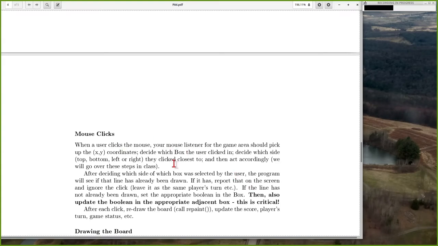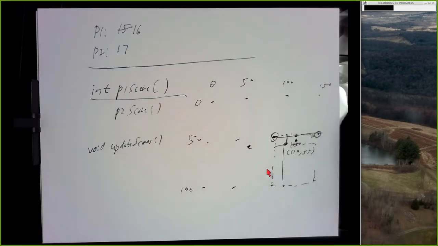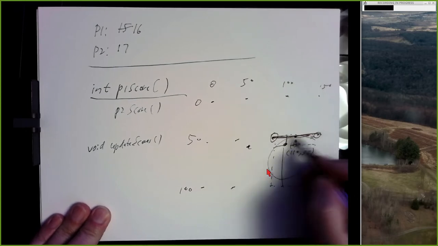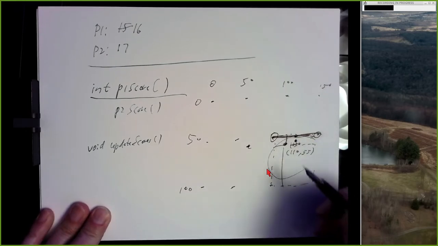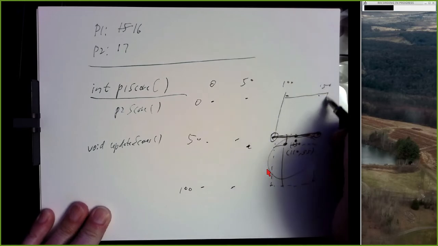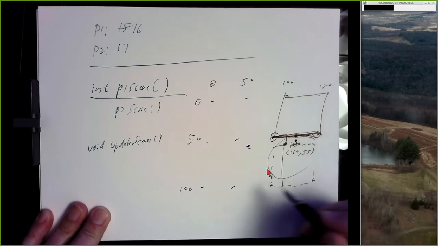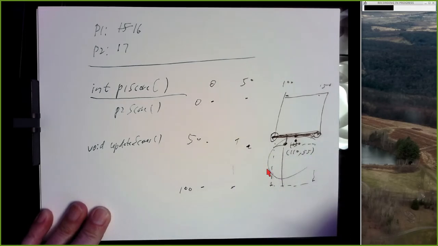All right, so we'll go through that, but basically you have to decide which side they clicked on and then act accordingly. Either draw the line and check for a box being closed and so on and so forth. And keep in mind that if the person has drawn this line, we're going to set this box's top variable to be true. Well, you also have to go into the box above you and set that box's bottom variable to be true also. Because most lines you draw belong to two boxes.